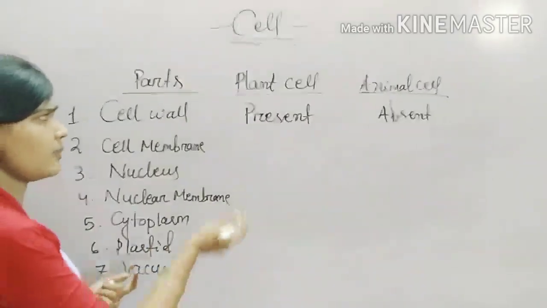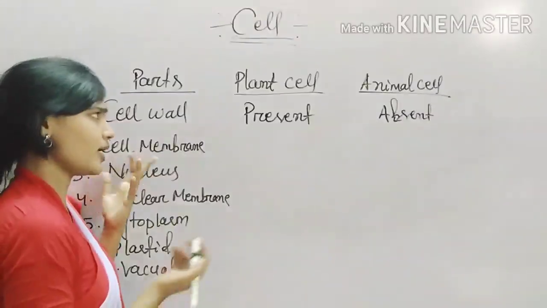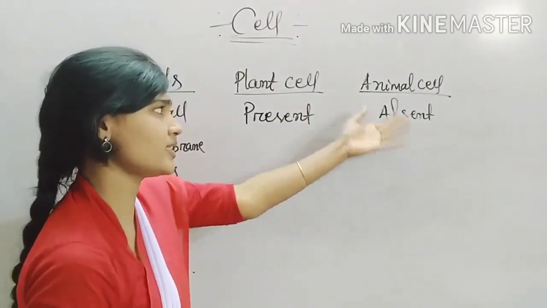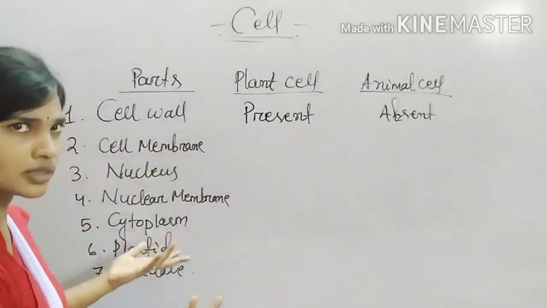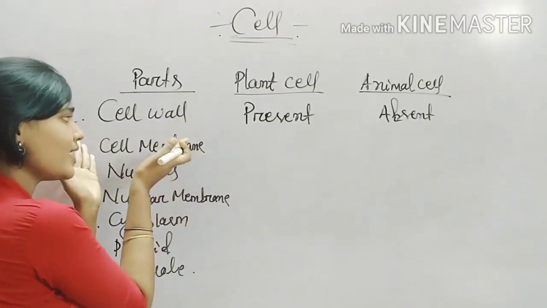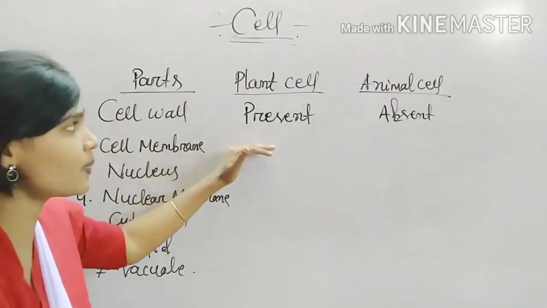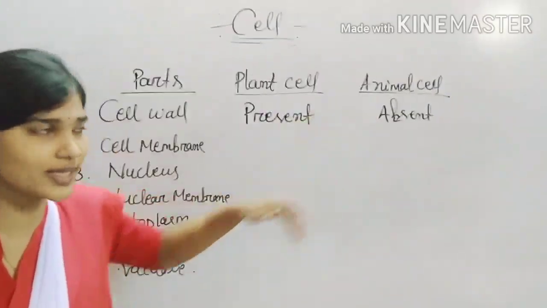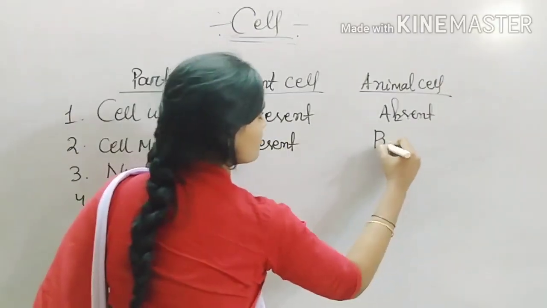Cell membrane. Cell membrane or plasma membrane? We know that another name of cell membrane is plasma membrane. So as we know, the outer layer of the animal cell is the plasma membrane. So in the case of the animal cell, the cell membrane or plasma membrane is present. And in the case of the plant cell also the cell membrane is present, because the additional layer outside the plasma membrane is the cell wall. So cell membrane is also present in the plant cell. So this plasma membrane or cell membrane is present in both types of cells. Okay.